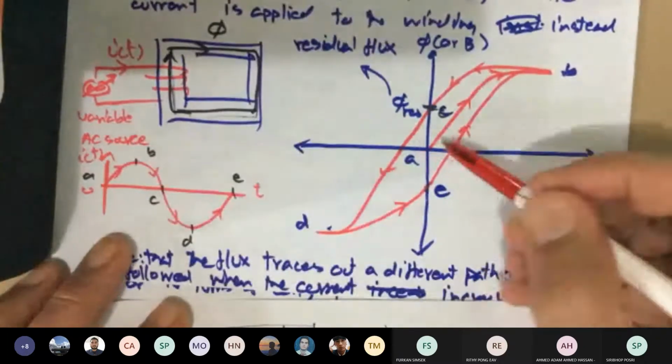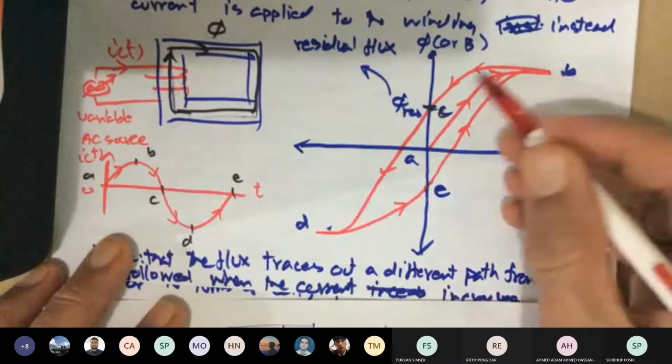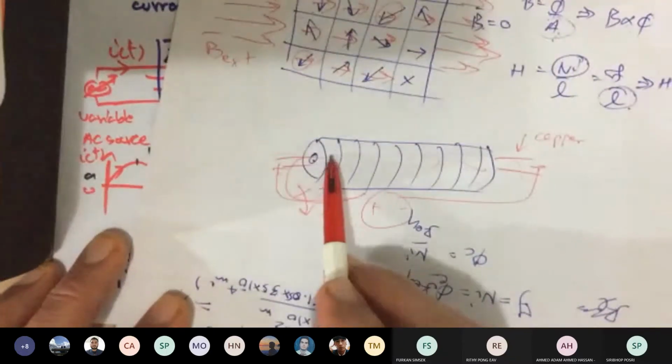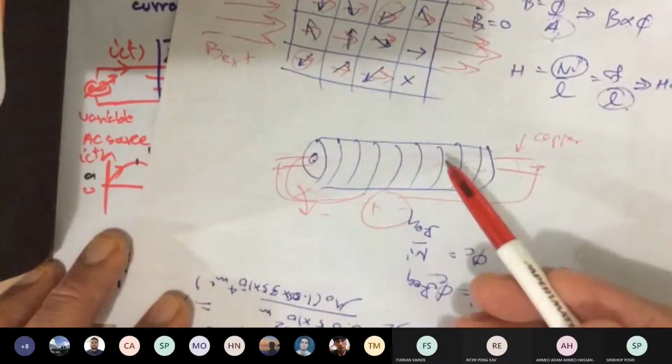When you put the current in there, it goes up very fast, then back down. So you have residual flux in there. Then this regular ring of iron becomes a magnet.